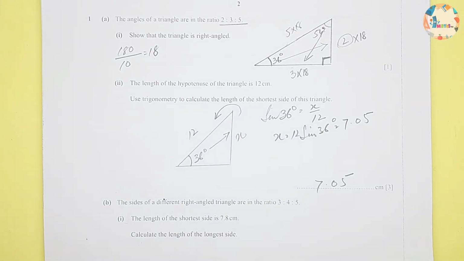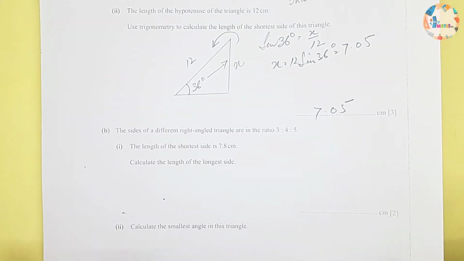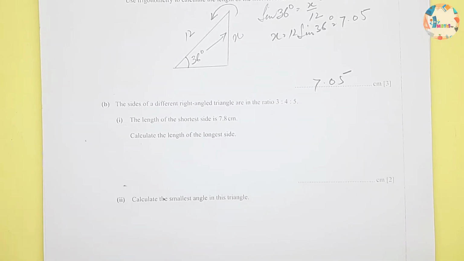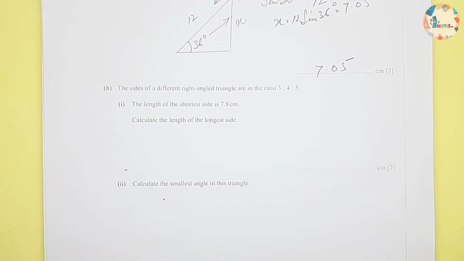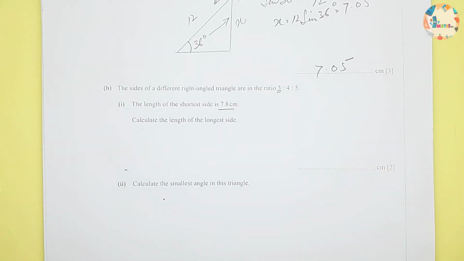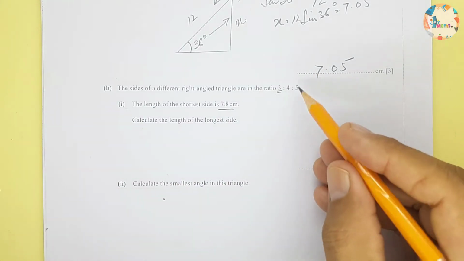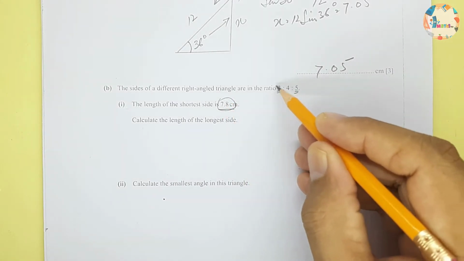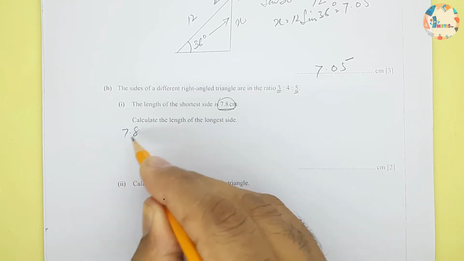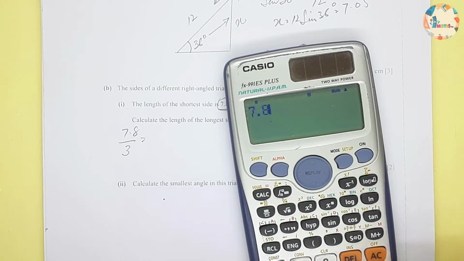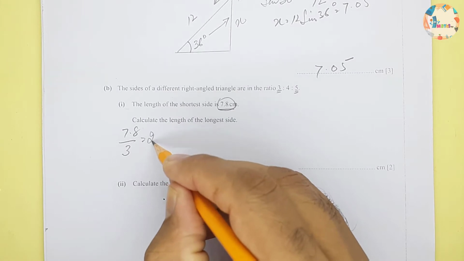The sides of a different right angled triangle are in the ratio of 3, 4 and 5. The length of the shortest side is 7.8 centimeters. That is for the shortest side, which is this one, 3. Calculate the length of the longest side, and the longest side is having ratio 5. So we will divide this into 3 portions. 7.8 divided by 3 will give us 2.6. So this will be 2.6.